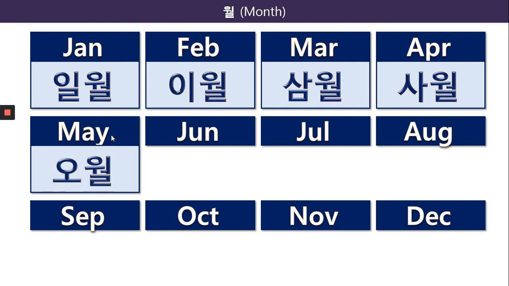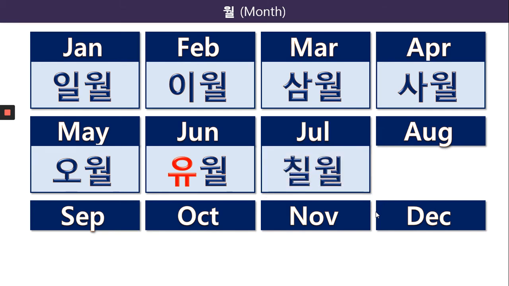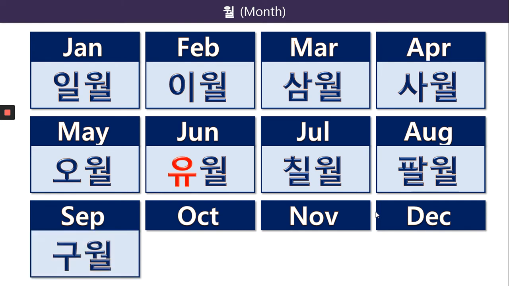May, 5월. June, this is a bit important. Because 6 months, 6 is 6, right? But in front of 월, we use 6월, not 6월. Okay? So you need to be careful about this spelling. Spelling and pronunciation. July, 7월. August, 8월. And September, 9월.